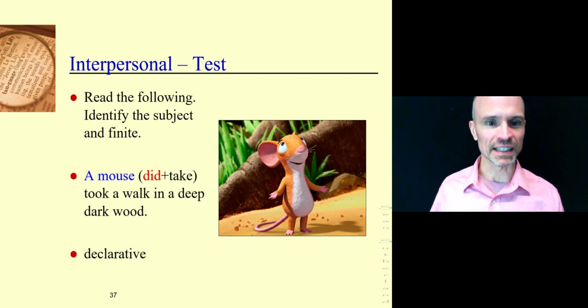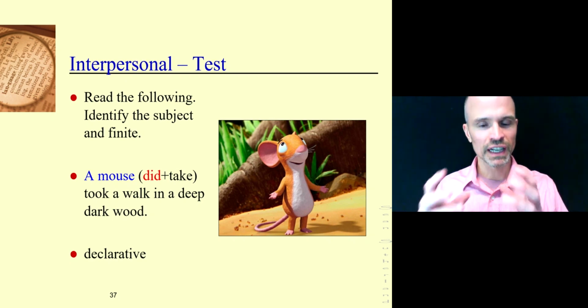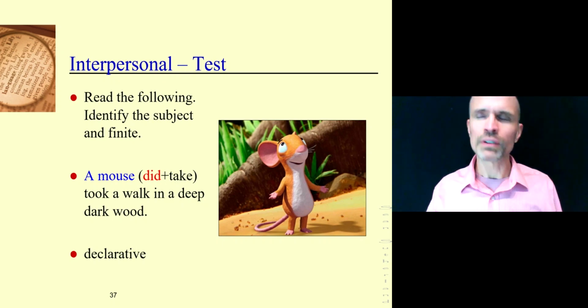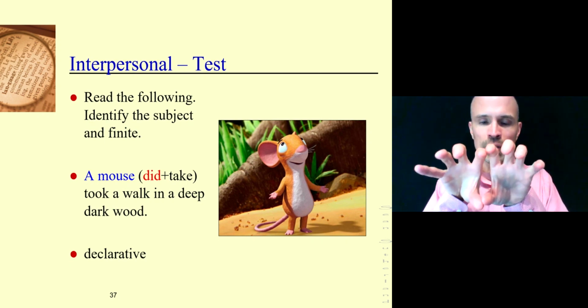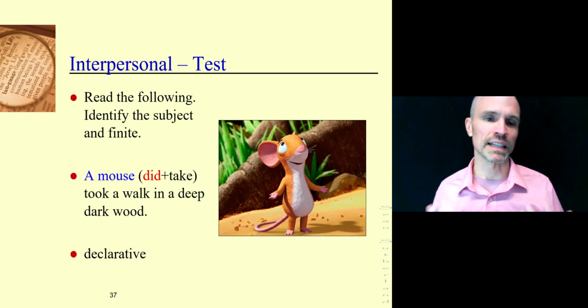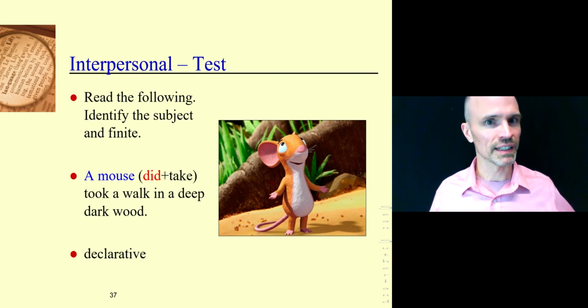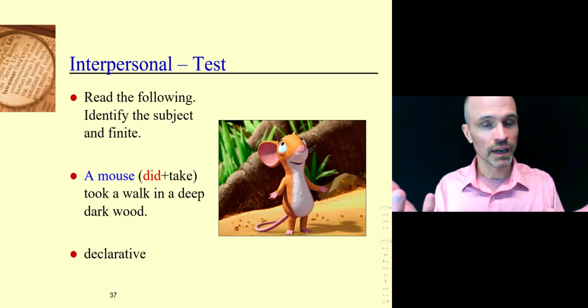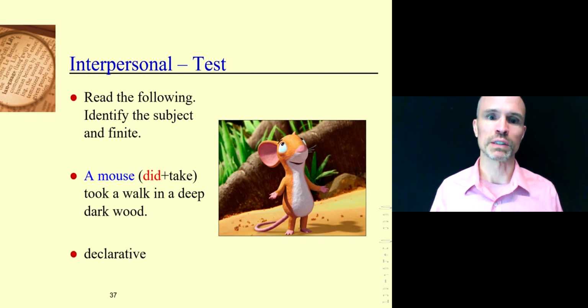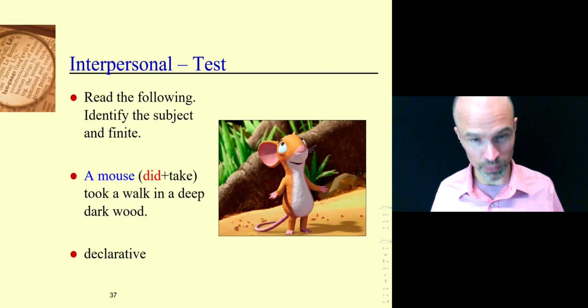And that the finite is did, because a mouse took, you have to unpack it as did take. Think about how do you know that's the finite? If you were making this into an interrogative, what would you do? You'd use the word took, unpack it into did take, and move did to the front of the sentence. And so the interrogative would be, did a mouse take a walk? Did a mouse? That's all you need, right? If you have a mouse did, you know it's declarative. If you have did a mouse, you know it's interrogative. If it was an imperative, it would just be take a walk in a deep dark wood.